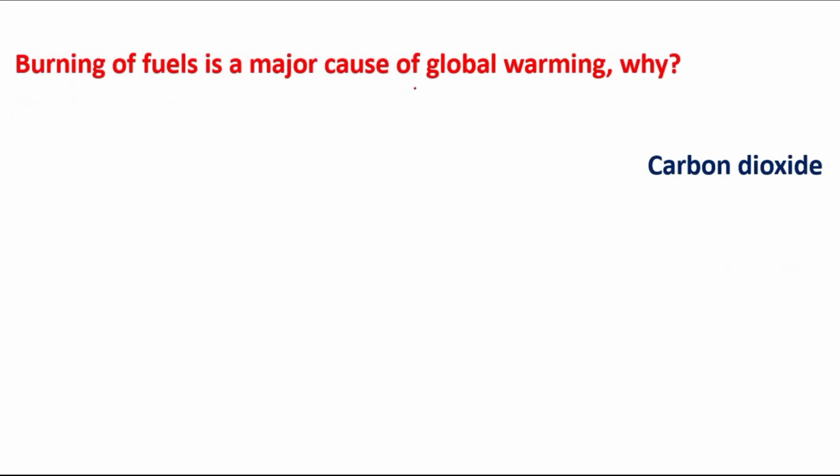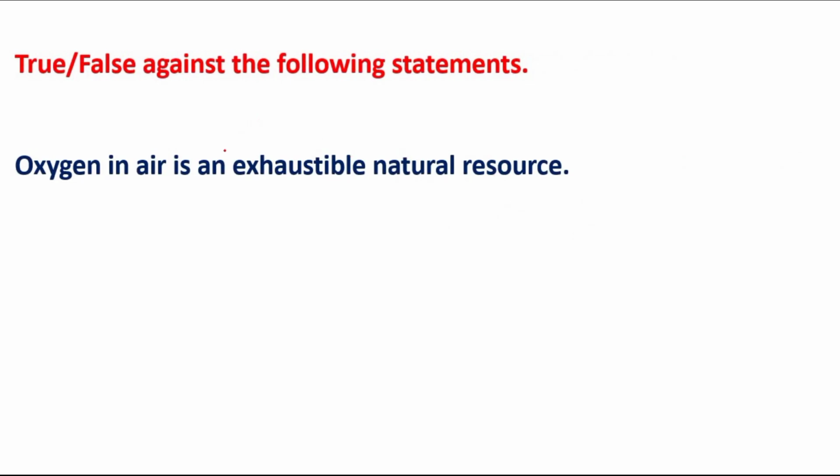Burning of fuel is a major cause of global warming. Why? Because when we burn fossil fuels, it releases a gas known as carbon dioxide, which is mainly responsible for global warming. We have to remember that carbon dioxide is responsible for increasing the temperature of the earth, and this increase is known as global warming. Global warming is caused mainly by greenhouse gases, and carbon dioxide is one among them.